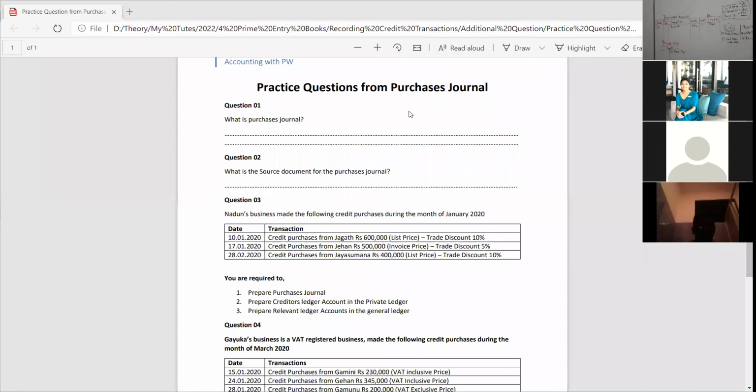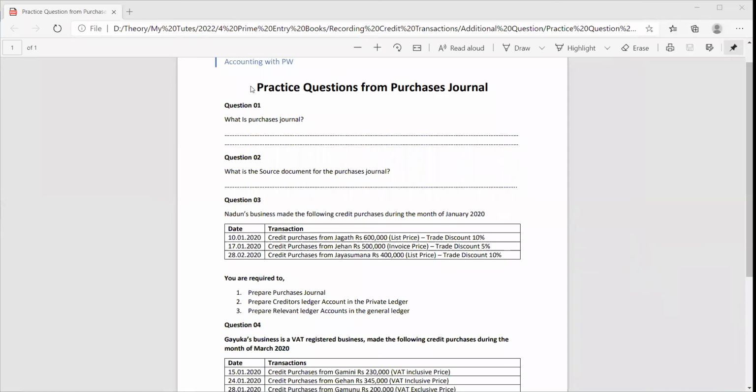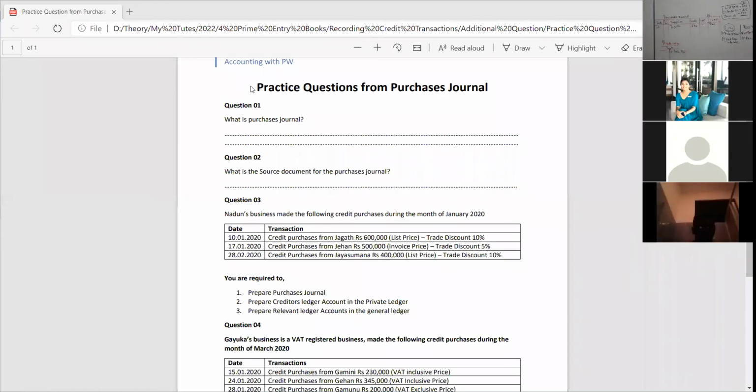I did not create the creditors control account. I just had a Jagat account. You can see the Jagat account, right? I didn't have the creditors control account yet. Right. Okay. Complete the next part. In the next one the invoice price is given, so you know the trade discounts need not be deducted.